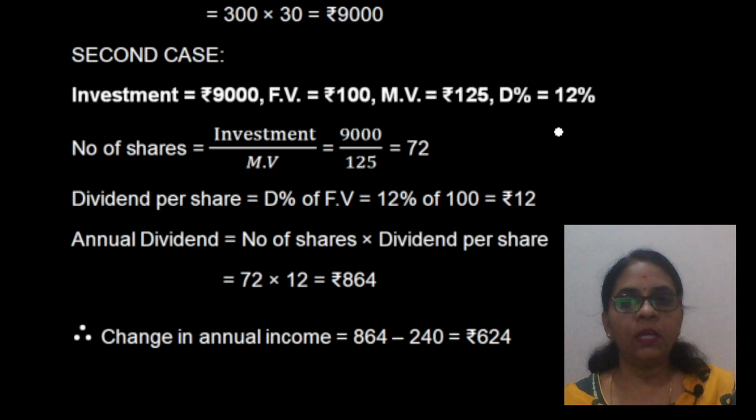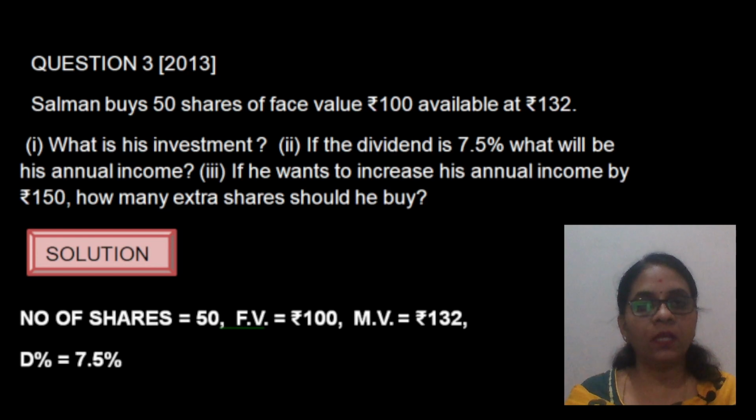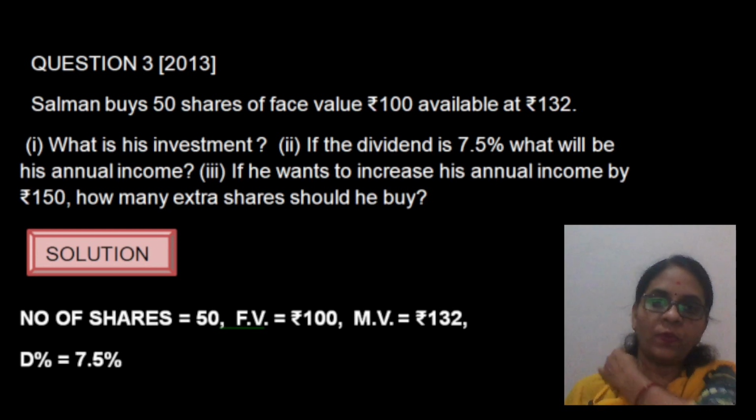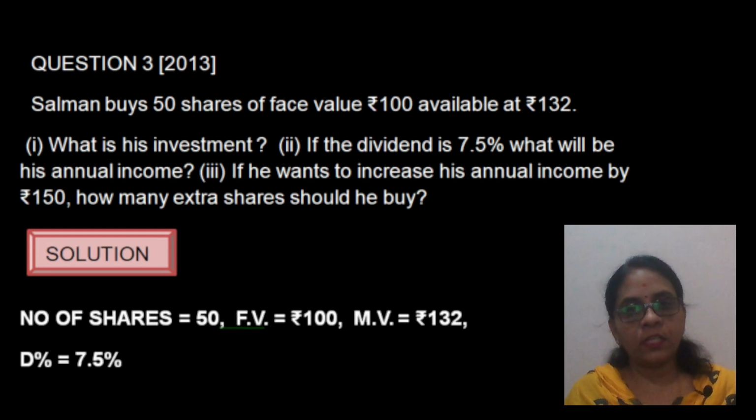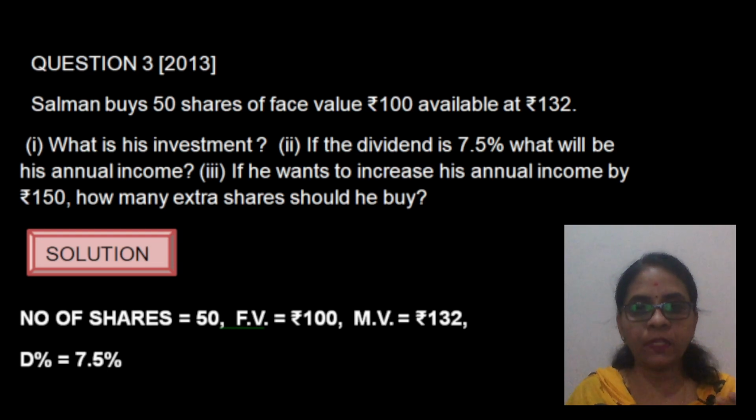Okay. So, let us continue with one more problem from the previous year. This is the third example that I picked. It is from the year 2013. In this question it is given that Salman buys 50 shares of face value rupees 100 available at 132. Salman buys 50 shares, face value is 100, available at 132 means the market value today, if you want to buy shares in this company, it is 132.